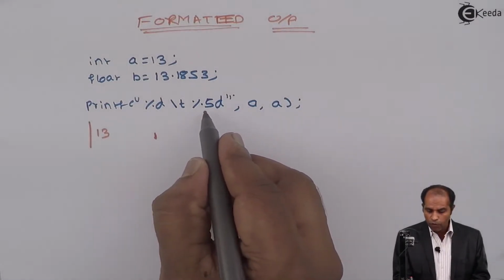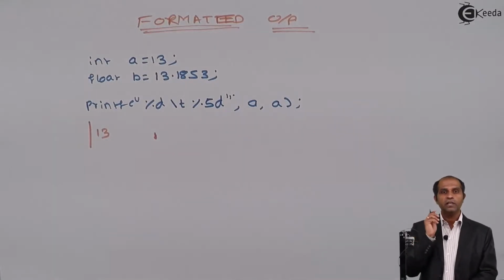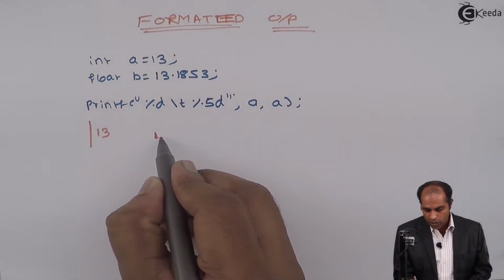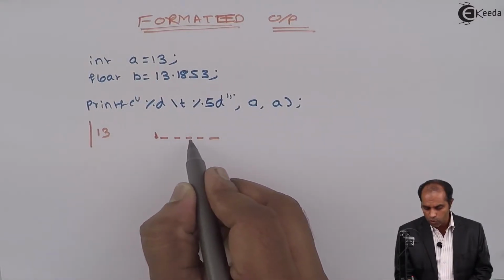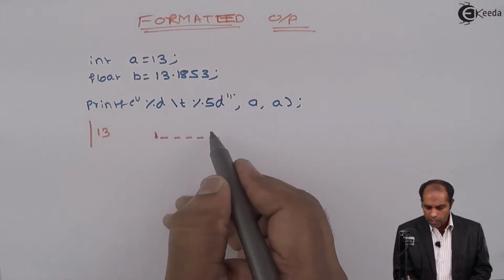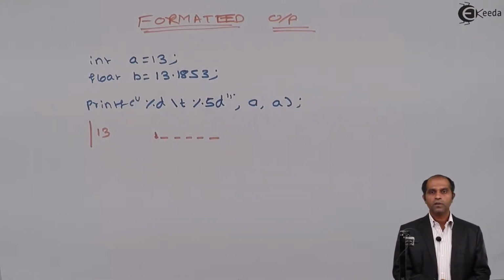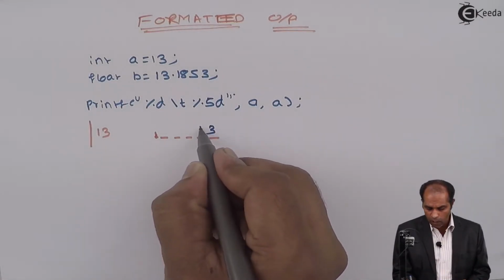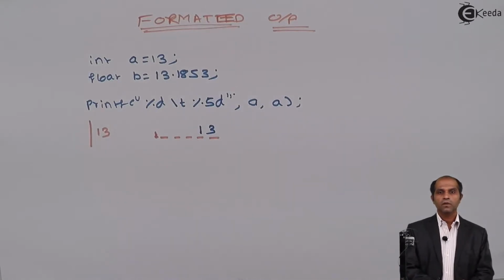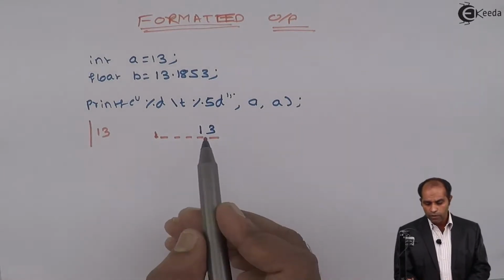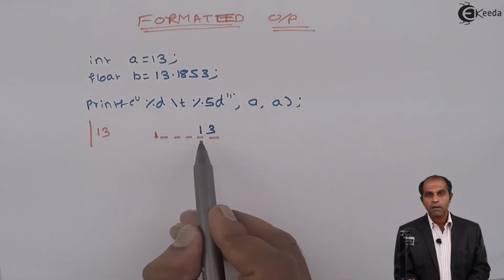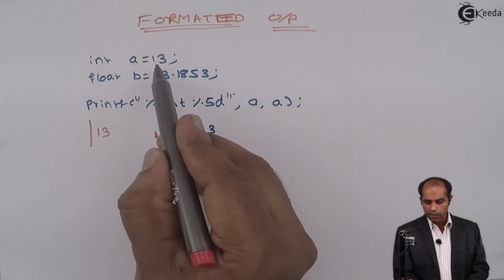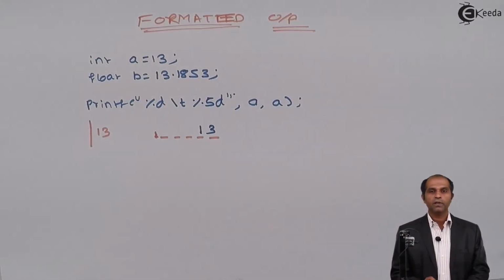But I have used a formatted output called %5d, which means that from this space you are supposed to count 5 spaces. 1, 2, 3, 4, 5. And within this, I'm supposed to print the value of a. The value of a is 13. So here 1 and 3 will appear on the screen, which means that the value 13 is going to be displayed again on the output screen after some spaces. With %5d, the number of digits is 2, hence it will leave 3 spaces and then print the value of a.